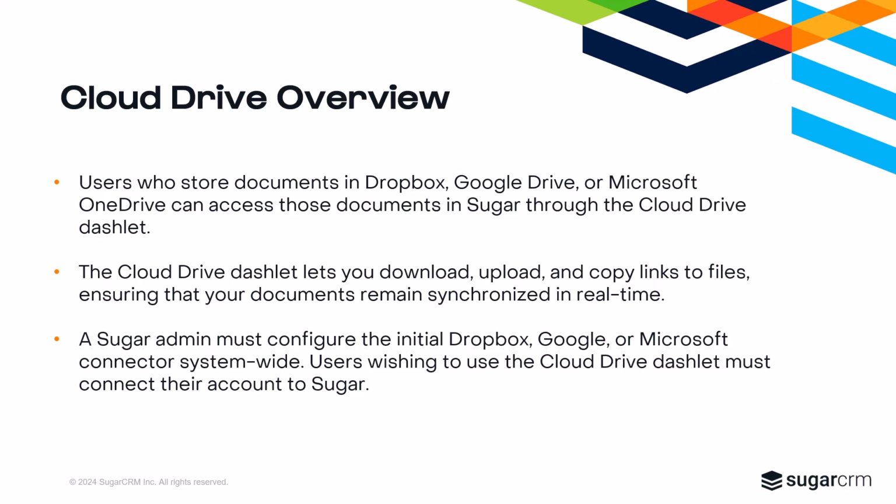Before using the Cloud Drive dashlet, the following steps must be completed. A Sugar admin must configure the initial system-wide Dropbox, Google, or Microsoft connector. Each user who wants to use the Cloud Drive dashlet must connect their account to Sugar. Once your admin has completed the initial setup, you can start configuring Cloud Drive paths. For this video, we will demonstrate how to configure paths for Microsoft SharePoint.